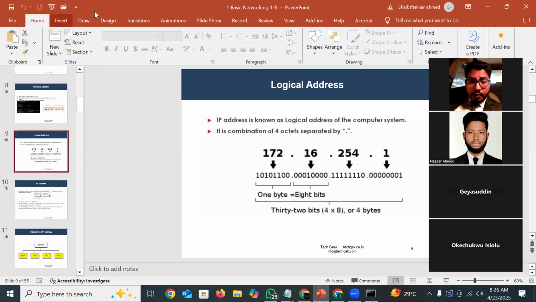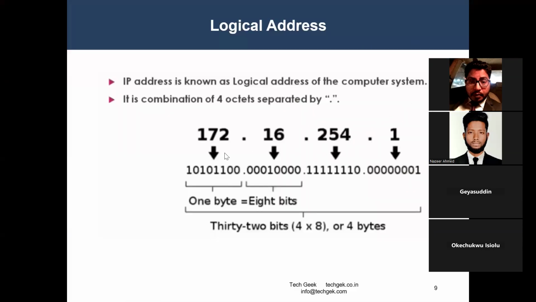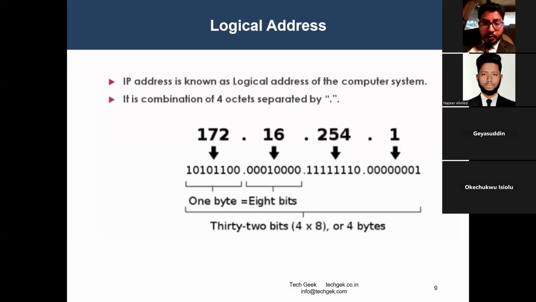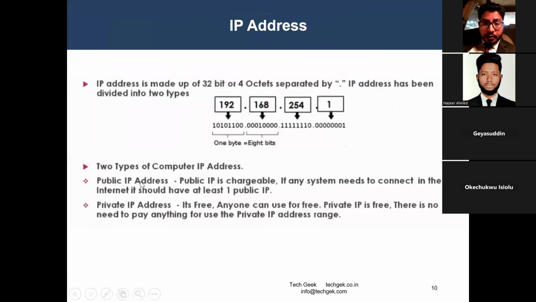So overall, we got some decent knowledge about IP addresses. We have discussed in detail what things are there. We know it's a combination of 4 octets. We have discussed that IP addresses are of two types: one is a public IP address, the other is a private IP address.